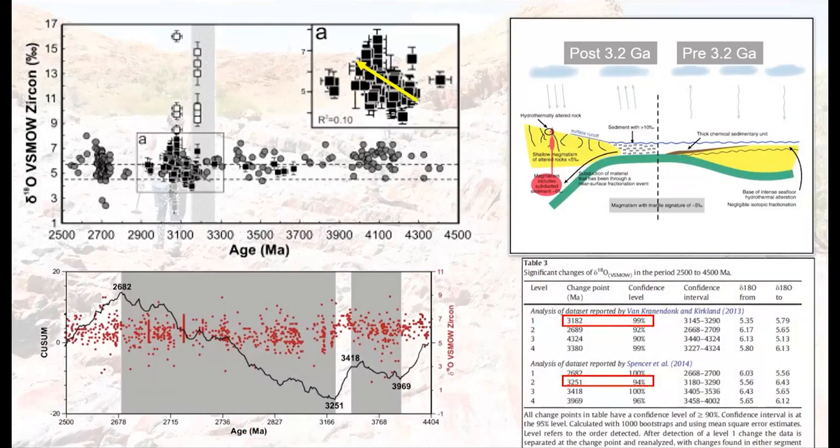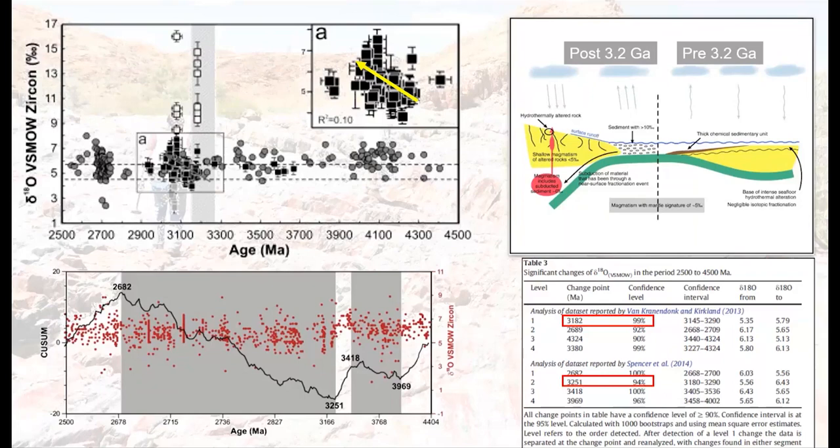This is a data set of oxygen isotopes in zircon from the Pilbara Craton, stretching from 2.5 to 4.3-ish. This is a global compilation in the light grays. The black squares is the Pilbara data set. So the Pilbara data set is more constrained. It's between 2.9 to 3.7.